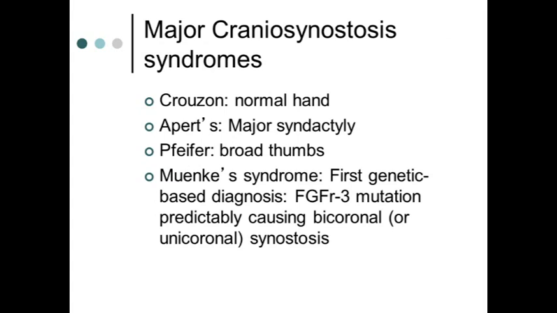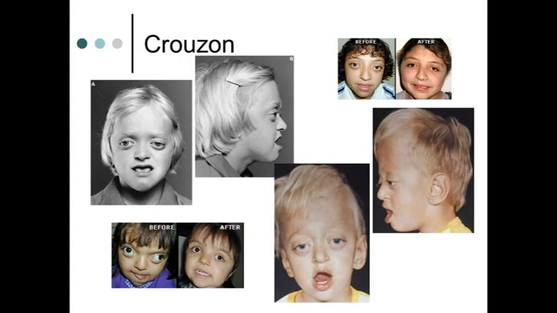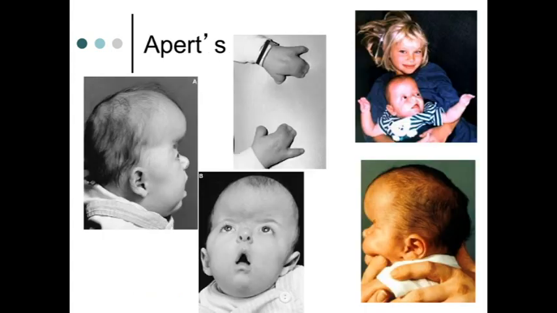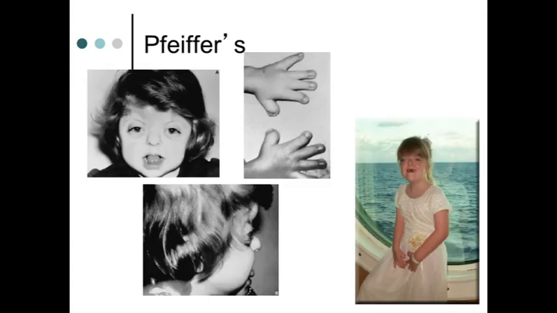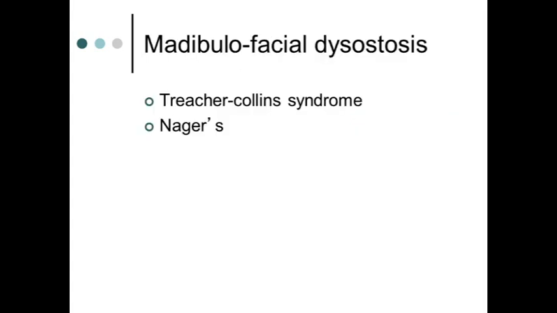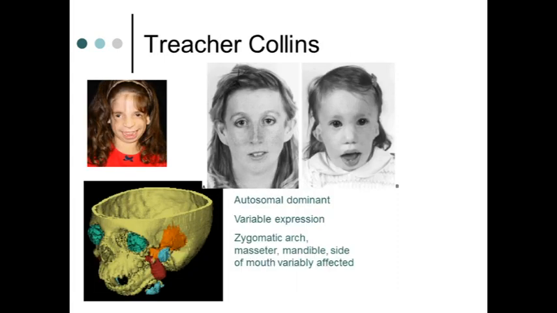The craniosynostosis syndromes are associated with mid-face abnormalities, finger and toe malformations, and other associated malformations. We have Crouzon's, Apert's, Pfeiffer, the Munich syndrome. This is the Crouzon syndrome. Apert's. Pfeiffer. And mandibulofacial dysostosis, whether these are Treacher Collins syndrome or Nager's. And this is the Treacher Collins.